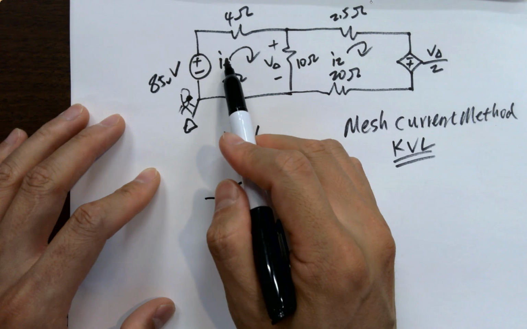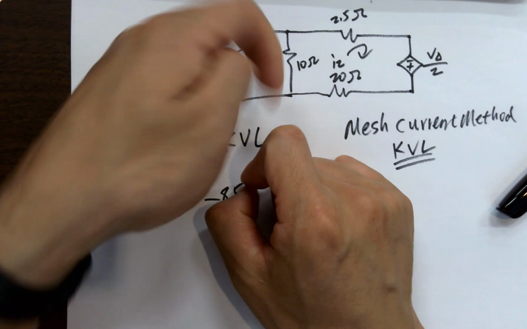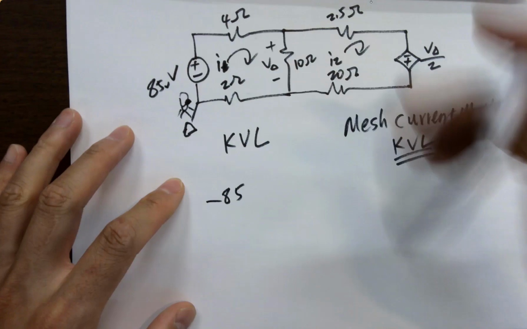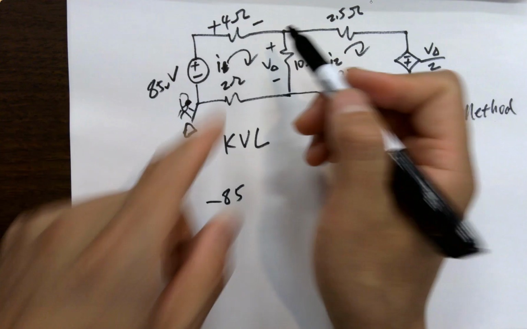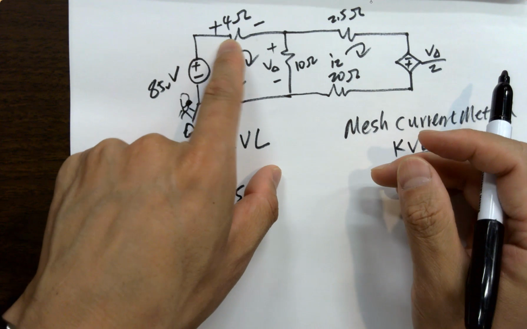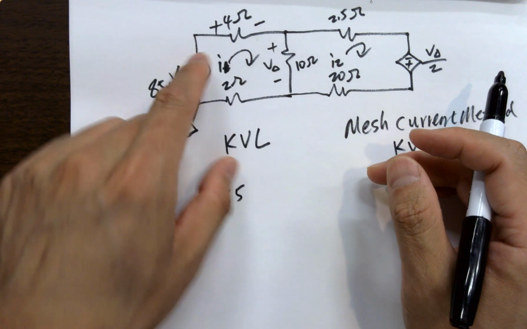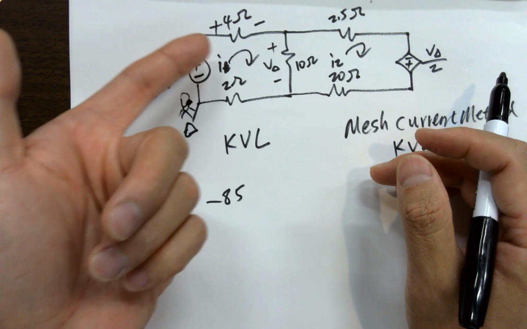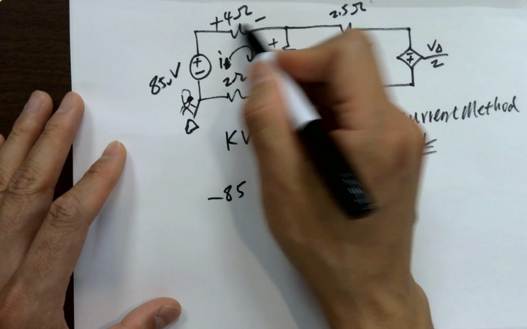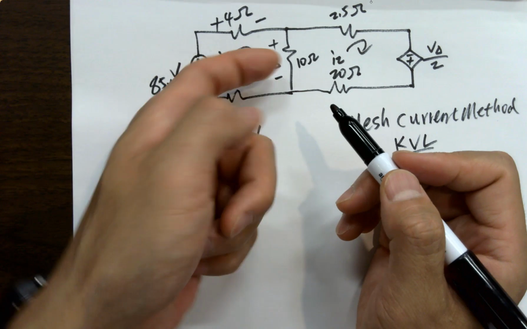Because you are assuming I1 flows clockwise, it's going to cause the drop from left to right. So this drop could be negative, but it's okay since you assume plus minus. So let's just keep this sign convention for now. Assume the plus minus by following I1's direction.